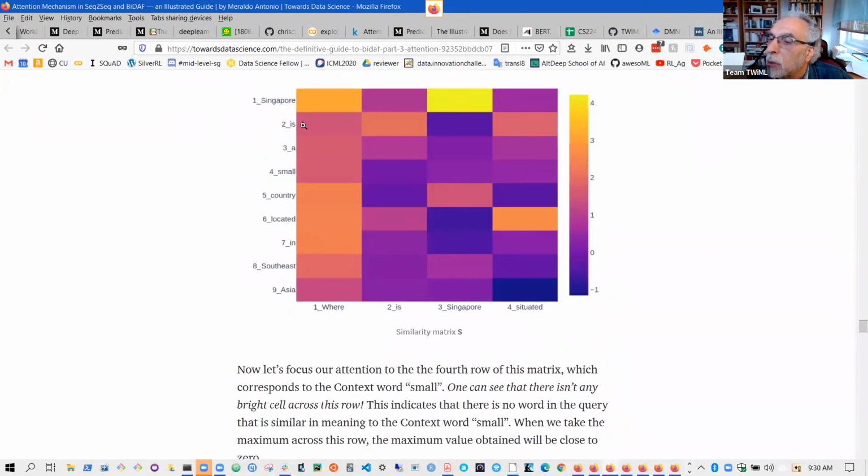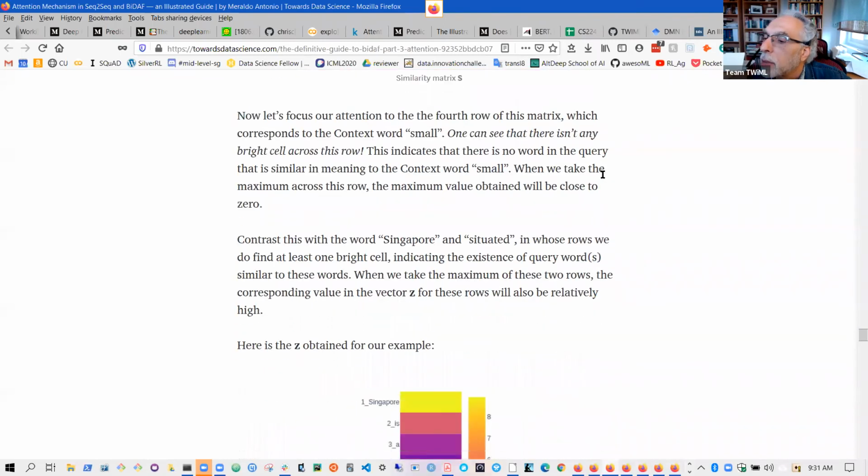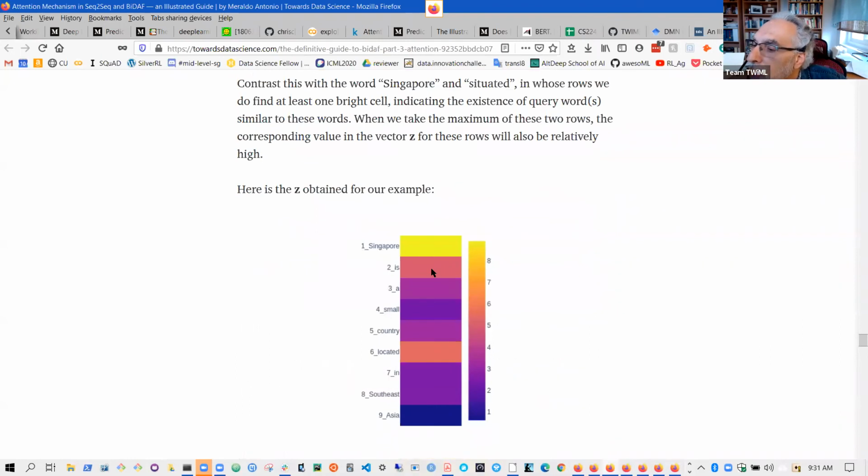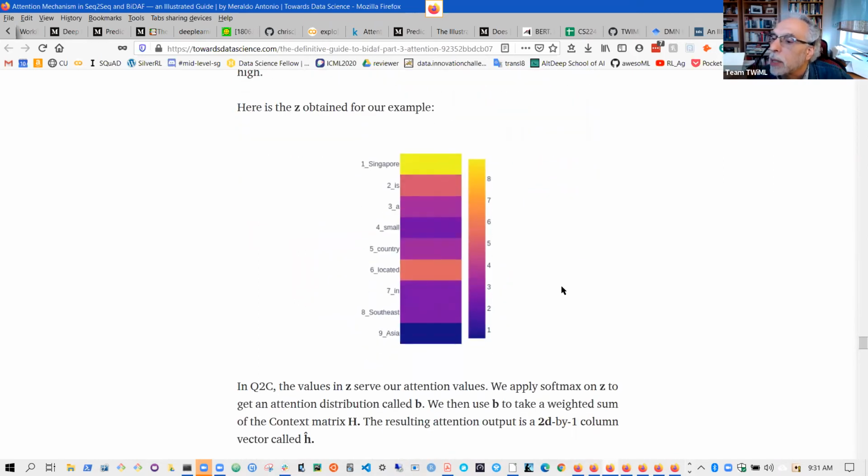The maximum of row 2 would be one of these two words, "is" or "situated." I can't tell which one. Probably "is" is more orange. So where does that correspond to? Somewhere around here, somewhere around 2, right? If we go down here, we should see a value of 2, but it's not. It's more like 6. So I don't understand some of this.